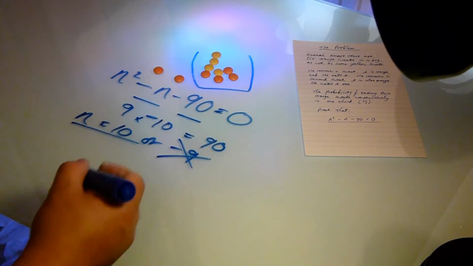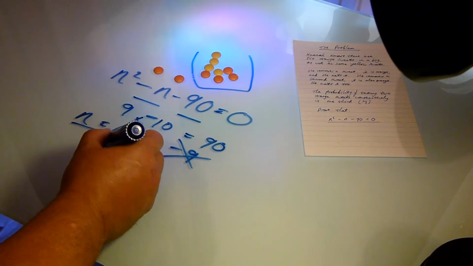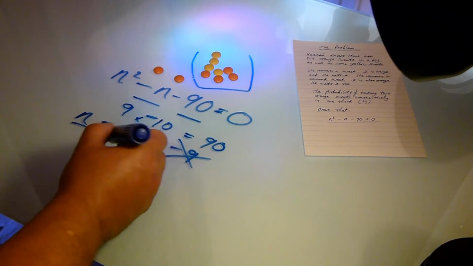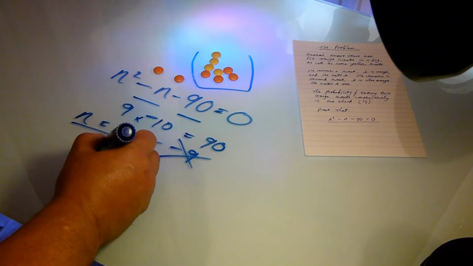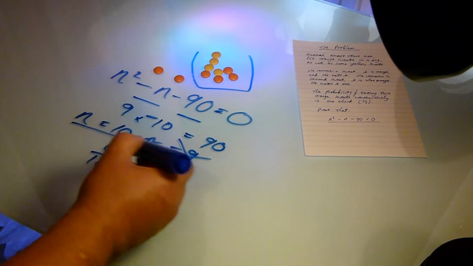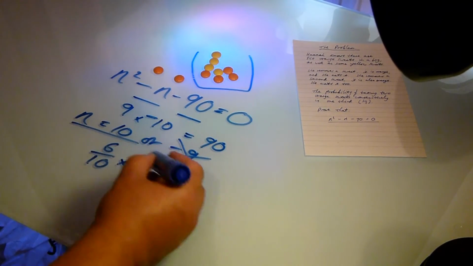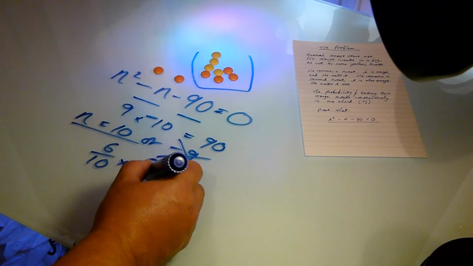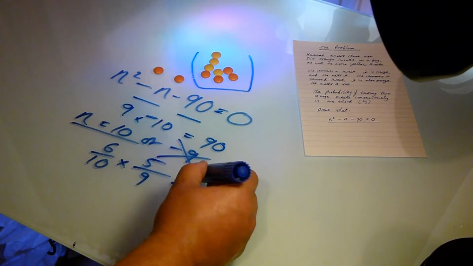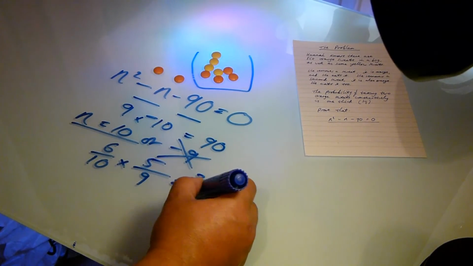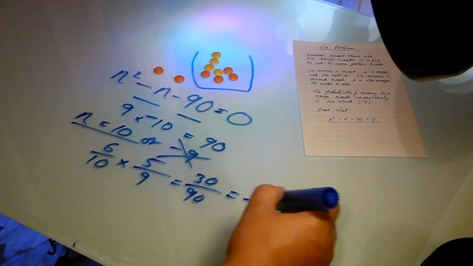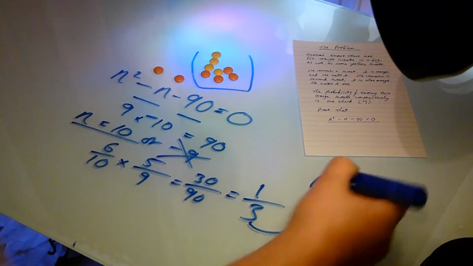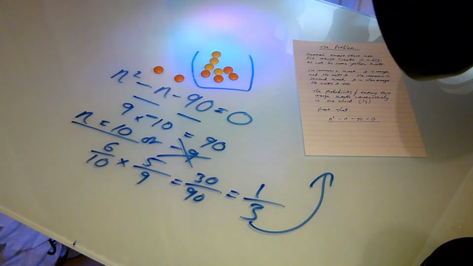Let's just check it back. The probability of taking an orange the first time is 6 out of, we now know n equals 10, and now after we've taken one out we've got 5 left, and we've got 9 left, and that equals 30 divided by 90, and that equals 1 over 3, and that's where we started. Job done.